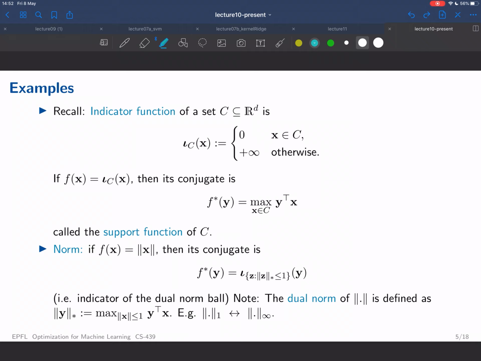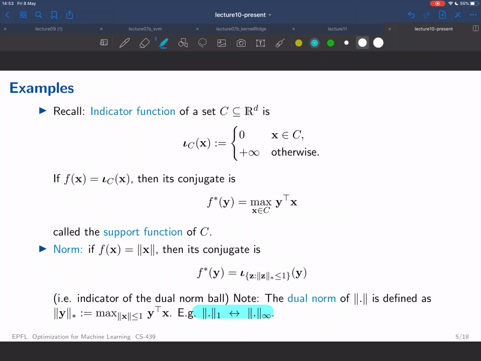So, or if you want to be very precise, it's the indicator function of the dual norm ball. So the dual norm, every norm has a dual norm. For example, the L1 norm, its dual is the L infinity norm, right? L1 is the sum of absolute values. L infinity is the maximum absolute value of a vector. These two norms are dual to each other.